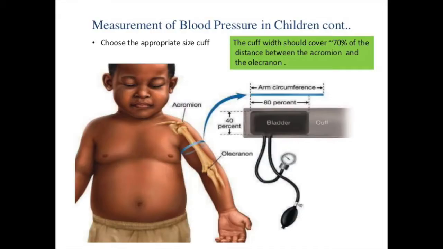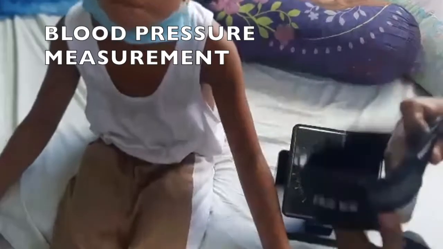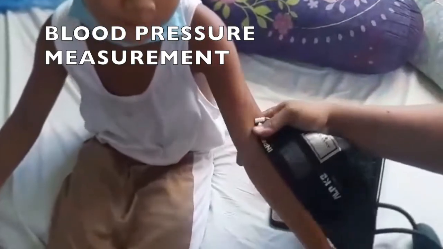In taking the blood pressure using the upper extremities, the child should be seated 3 to 5 minutes before measurement. The right arm is usually recommended for standardization. Use the correct cuff size. The bladder length should be greater than or equal to 80% of the upper arm circumference. Bladder width should be greater than or equal to 40% of the upper arm circumference.